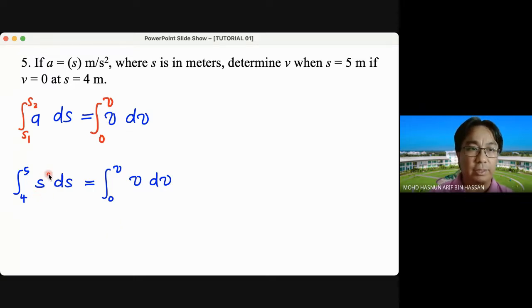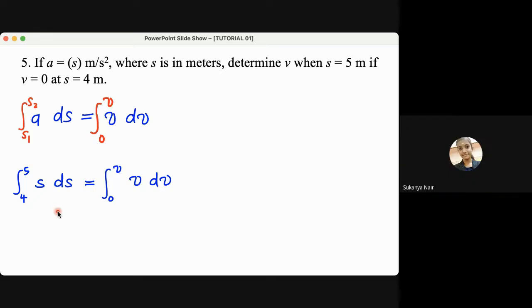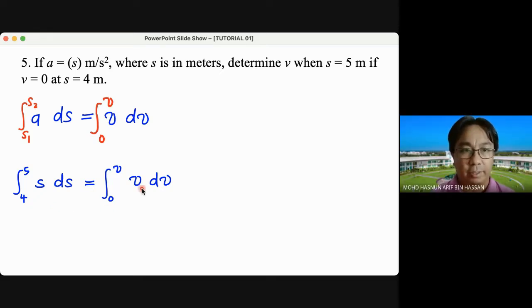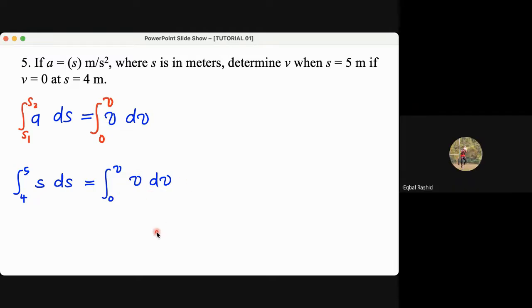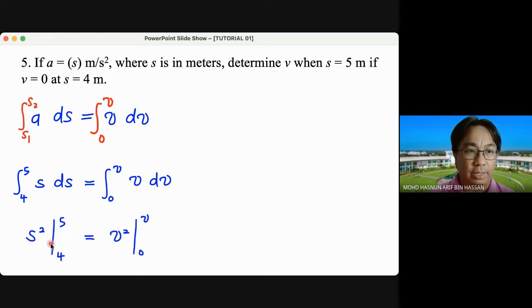Okay, when you integrate S ds, what do you get? S square over 2. Okay. And what do you get when you integrate V dV? V square over 2. Okay, samalah. Alright, so what you get is, oh sorry, this is wrong. Saya ada buat silap kat sini. This should be S square over 2 and V square over 2. Okay, I will correct this later.